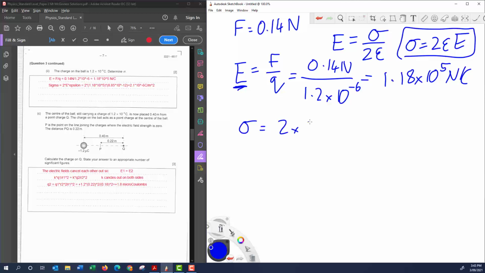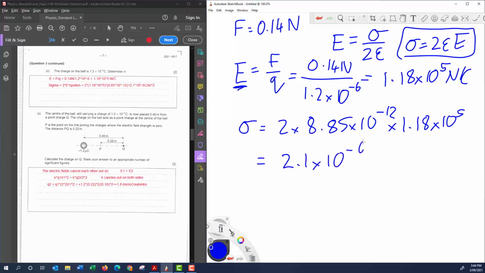Then I can substitute that in, and that will give me sigma is equal to 2 times my epsilon. Epsilon, if you look it up in the data booklet, is 8.85 times 10 to the minus 12, and then I've got to multiply that by 1.18 times 10 to the 5. When I do that, I get 2.1 times 10 to the minus 6. In this case, the units are coulombs per meter squared. Okay, and that's how you do part 2.